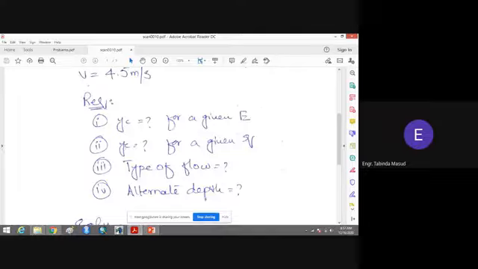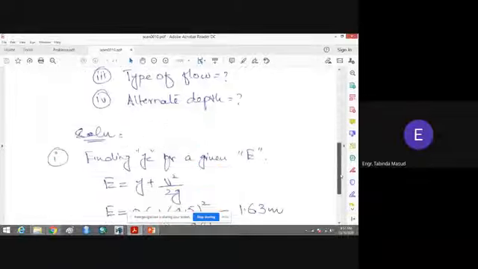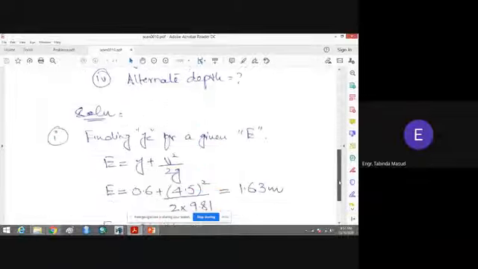Then we have to find yc for a given discharge. For the given data, we will find the discharge, and then we will find the value of yc. After that, we have to find the type of the flow, whether it is subcritical or supercritical, and we have to find the alternate depth of the flow by direct solution or by using the dimensionless discharge curve.